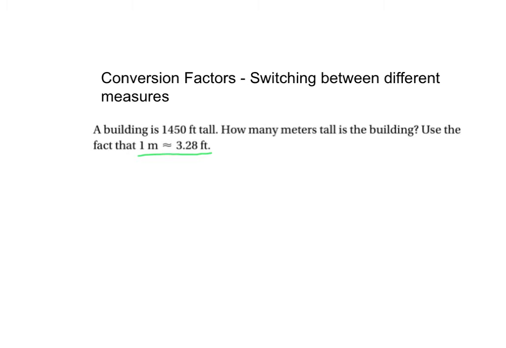Whenever it gives you something like this, that's considered a conversion factor. So all we're going to do is write it in the way that we want to. So we're going to write it as 1 meter over 3.28 feet. Okay? The reason we write it like this is so that we can use it to convert the 1450 into meters. All right? So let's take 1450 and we're going to multiply by, I forgot the units. That's 1450 feet, and we are going to multiply by 1 meter over 3.28 feet.